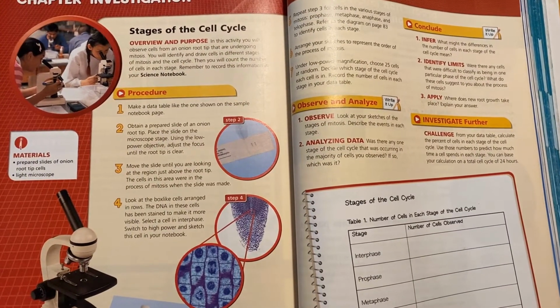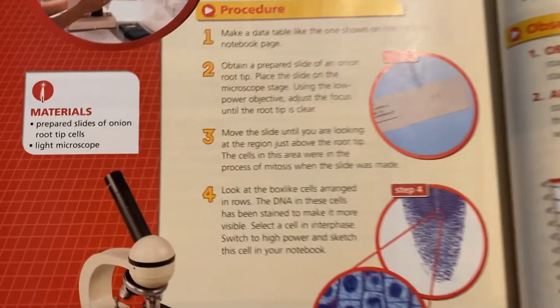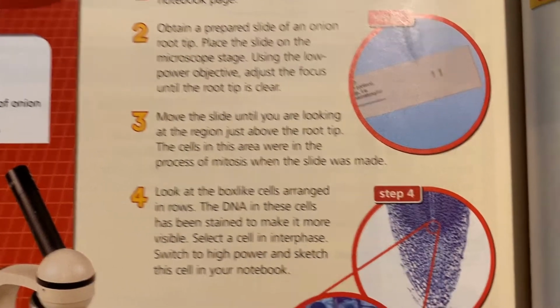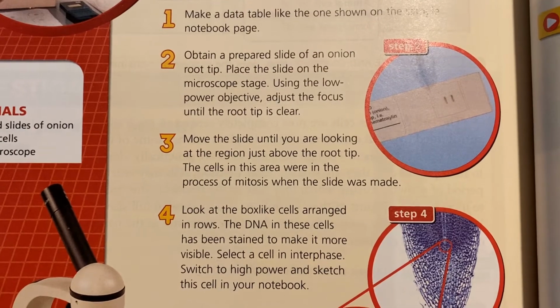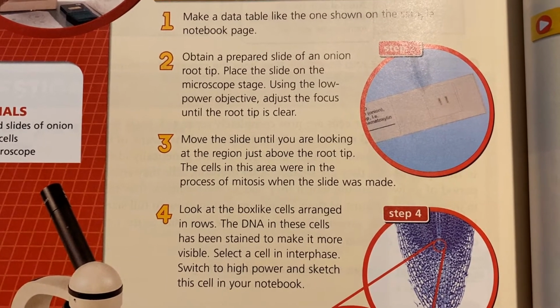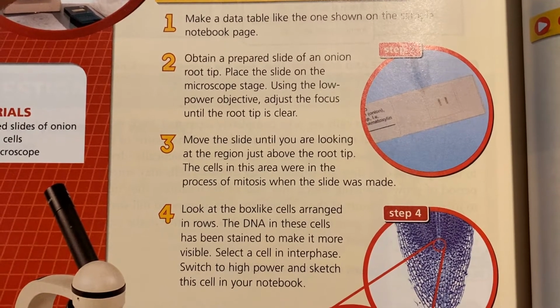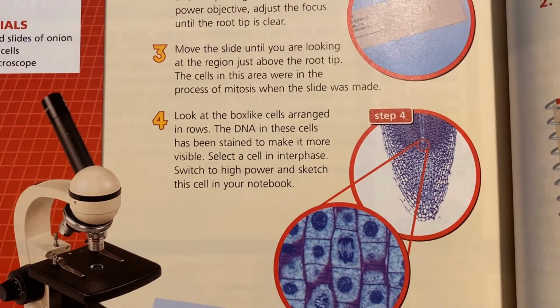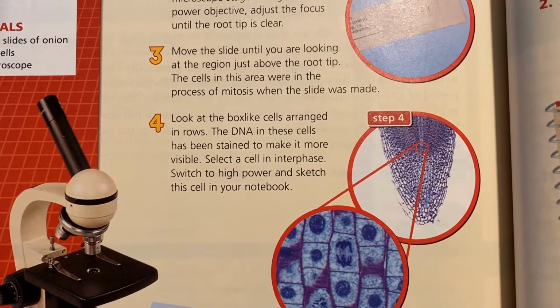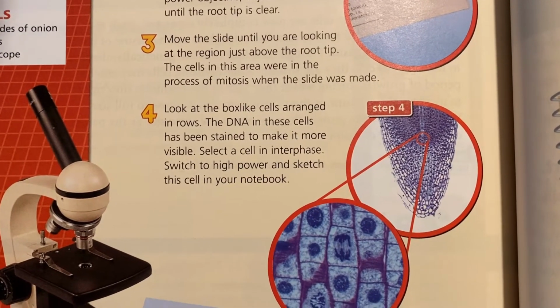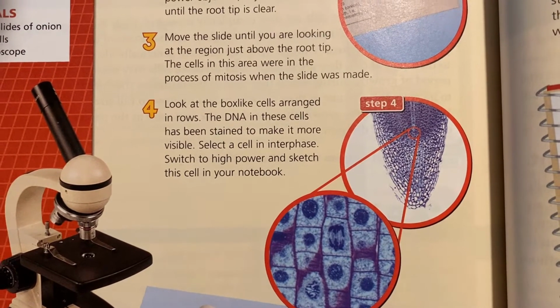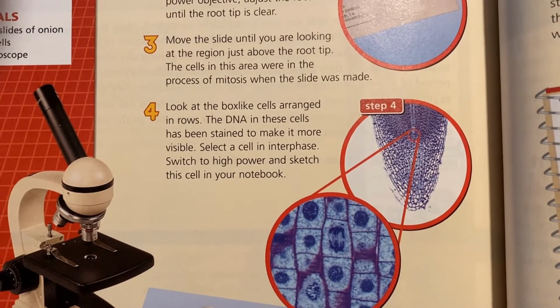All right, the next part in stages of the cell cycle investigation, step 3. Move your slide until you're looking at a region just above the root tip. That would look like that right there, just above the root tip. The cells in this area were in the process of mitosis when the slide was made. So then look at the box-like cells arranged in rows. The DNA in these cells has been stained, and that's why the chromosomes show up. Select a cell in interphase, switch to high power, and sketch that in your notebook. Let's take a look at that then.